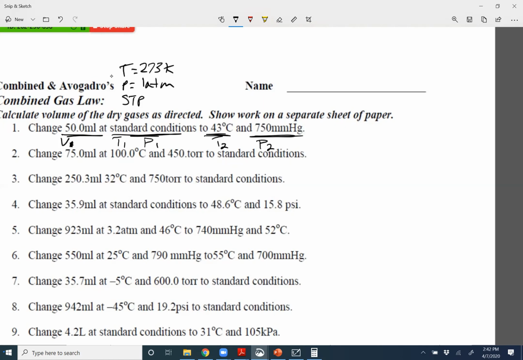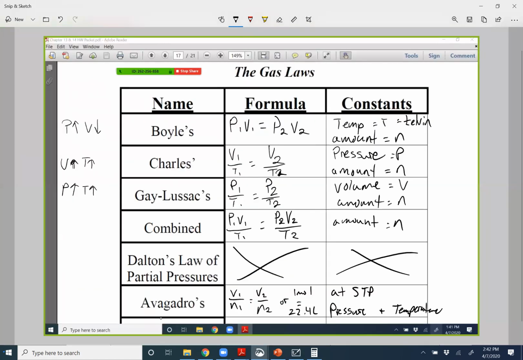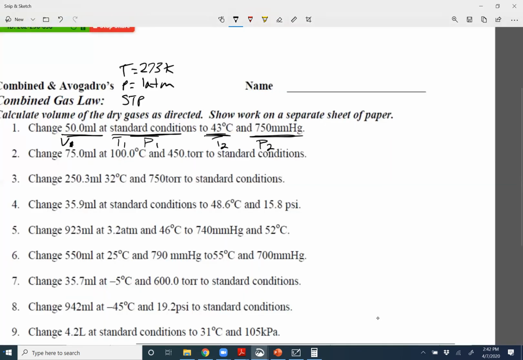So what this problem wants us to do is decide what's a good equation to use. Well, you'll notice that the problem has everything in it except for amount. It doesn't mention moles anywhere. And it has volume, temperature, pressure twice. It wants to know what is the new volume if we change everything except for the amount.